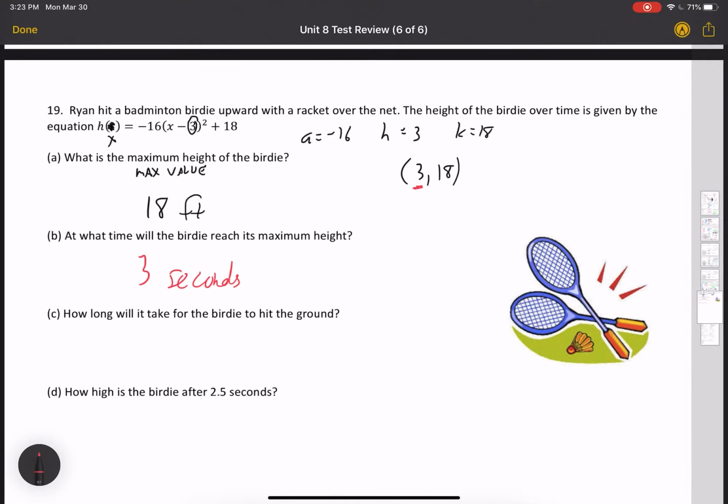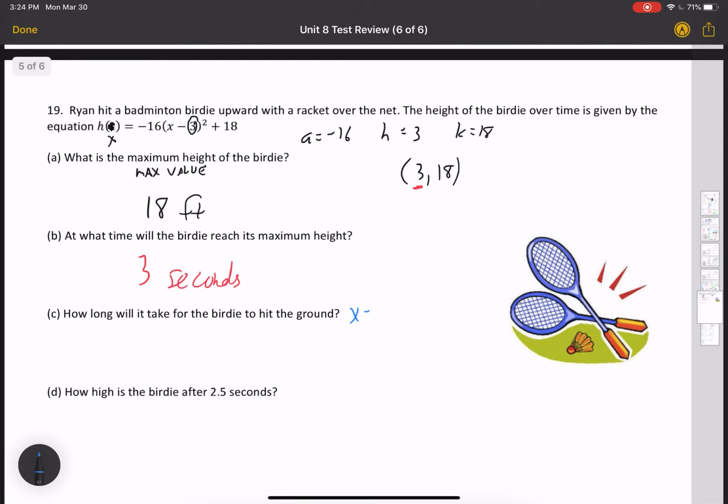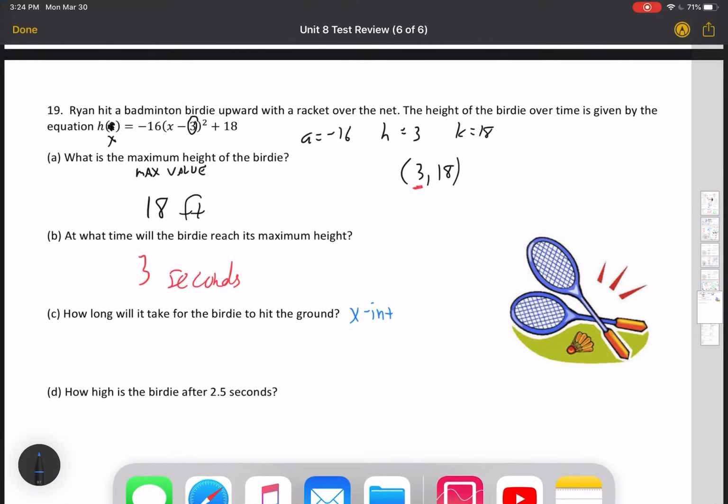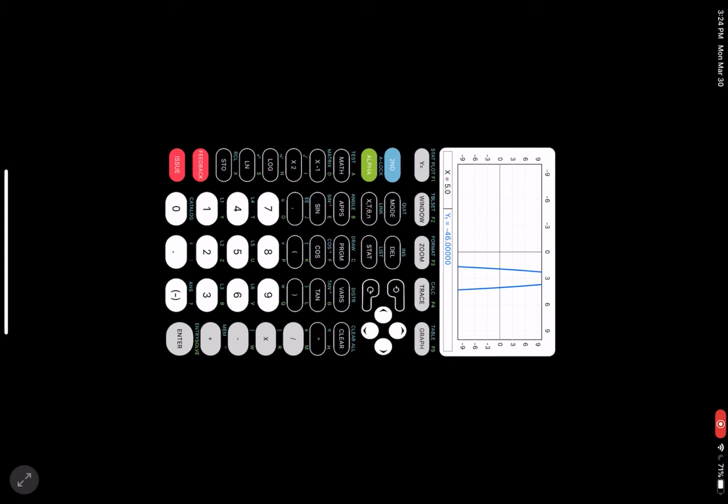Okay? How long will it take for the birdie to hit the ground? You see a question like that, you should automatically know that that's talking about your x-intercept. So what we're going to do is go to our graphing calculator, type it in, y equals, we type that in, we hit graph. Now I do have an issue with this graph though.